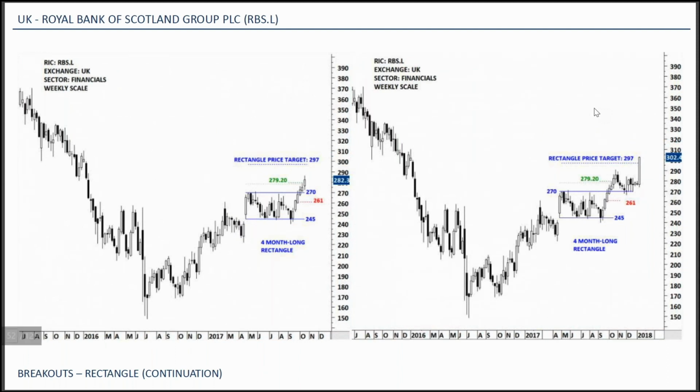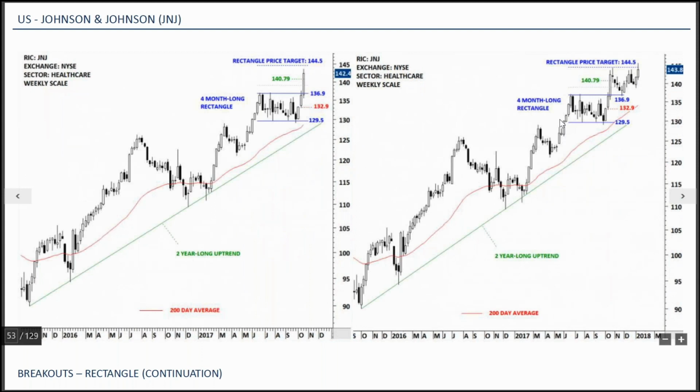Here this is Royal Bank of Scotland from London, a shorter duration. I try to look at chart patterns between 4 months and 24 months. When there's a 3-month long rectangle, I also feature those as a possible flag, but the minimum chart pattern duration I take into consideration is a 4-month long chart pattern. So here the rectangle broke out, a pullback, and then immediately reached this chart pattern price target. Here you have Johnson & Johnson.